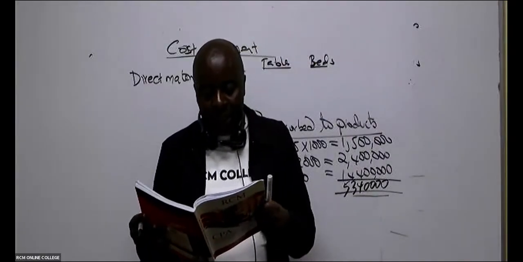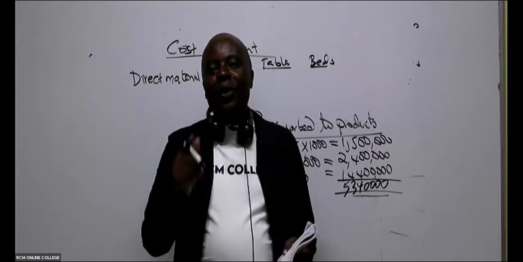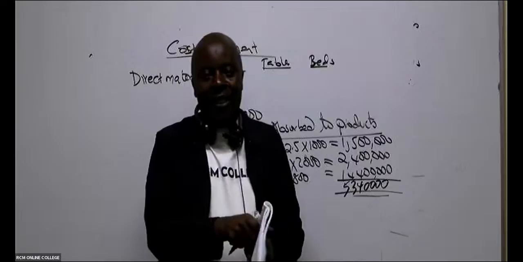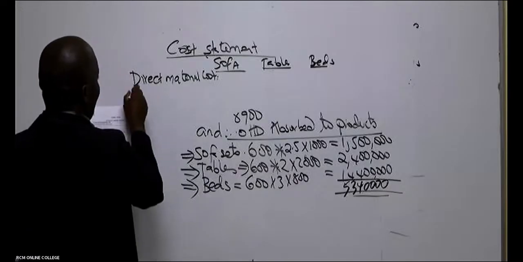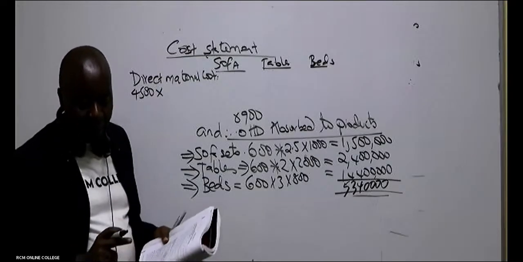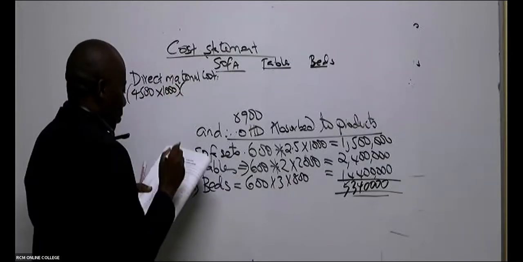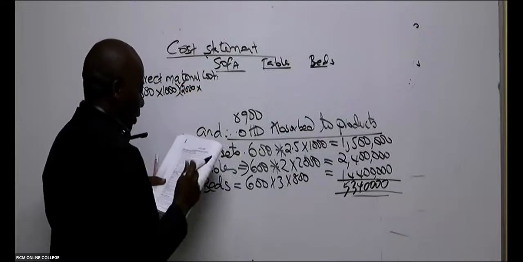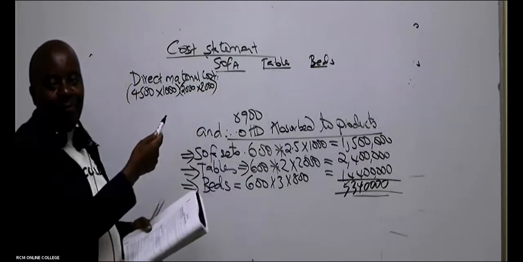So you can see we have direct material cost per unit. In management accounting, whenever you see anything being given per unit, you must always multiply with all the units. So we start with sofa set. It is 4,500 per unit, times the sofa sets, which are 1,000. And then for tables, I will take 2,000 times 2,000.